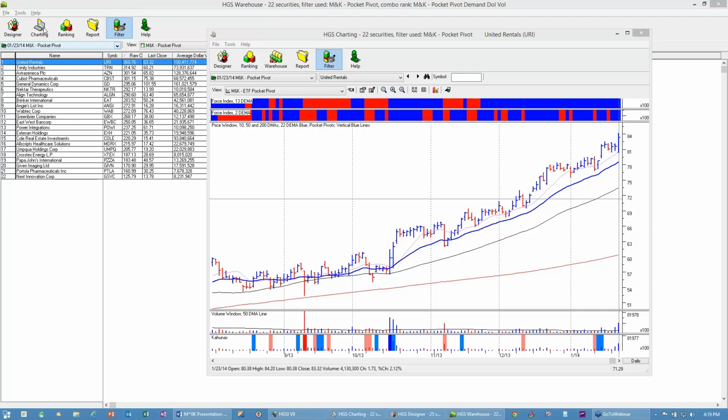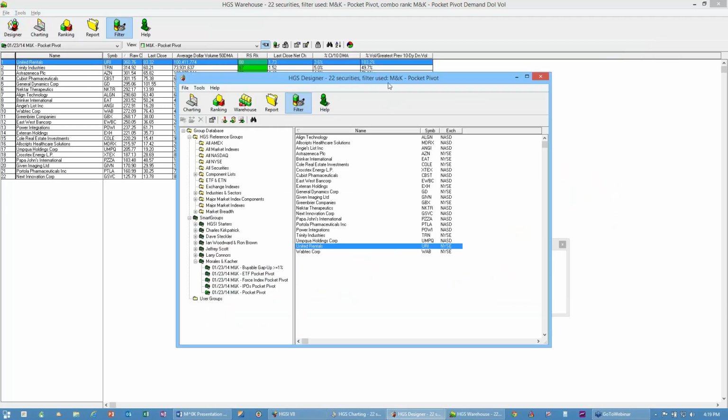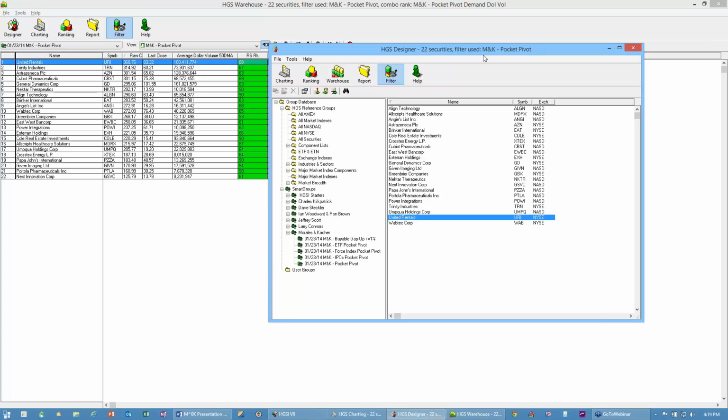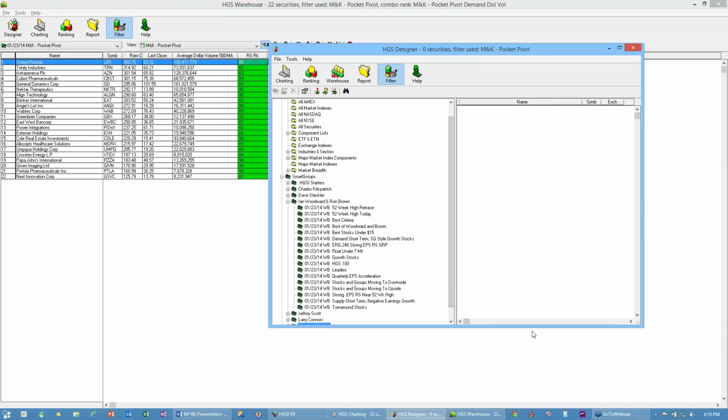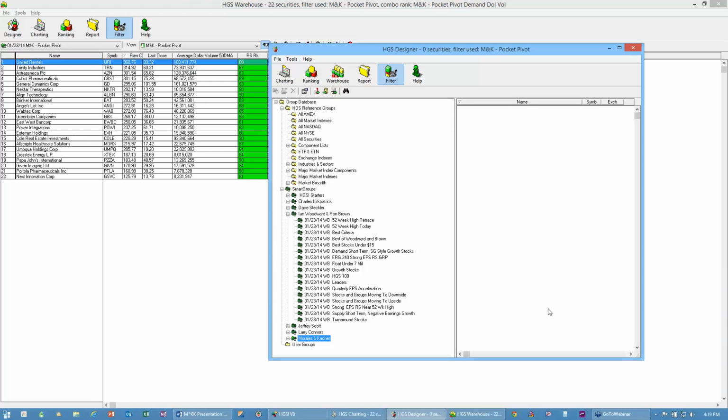So I want to show you one more thing, and then we can answer more questions if you have them. Let's go back into the designer. I mentioned at the beginning of this that this is something that you may want to add to your arsenal. In the Woodward and Brown smart groups, these are smart groups based upon our filters and views. These come with the original installation of the program. You don't have to add more. They're already there for you.